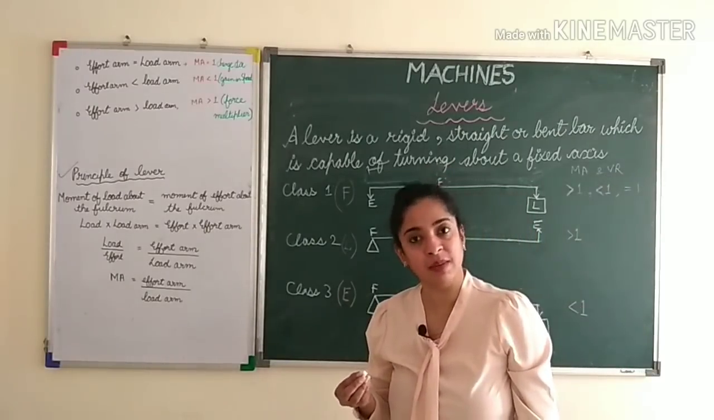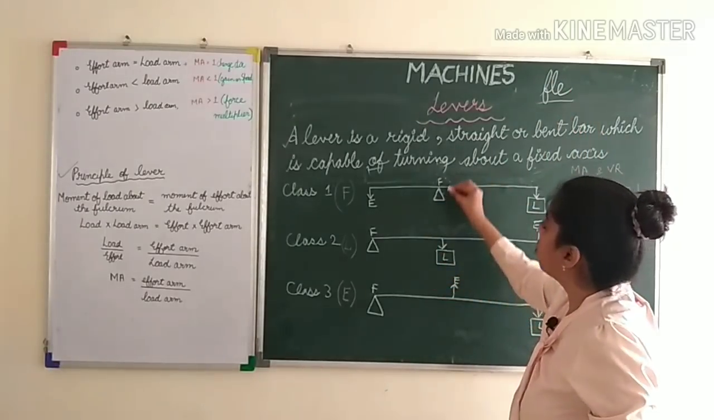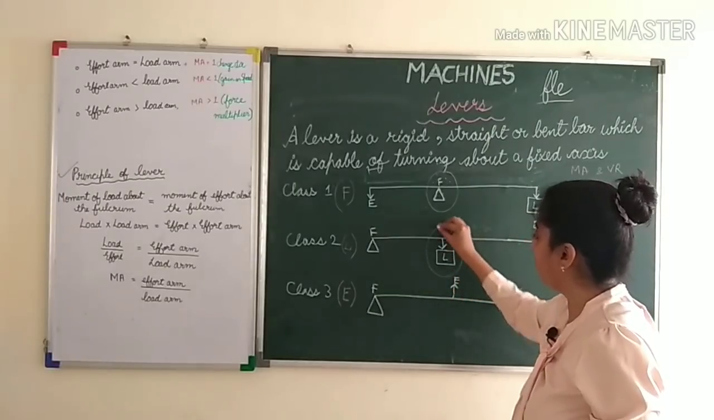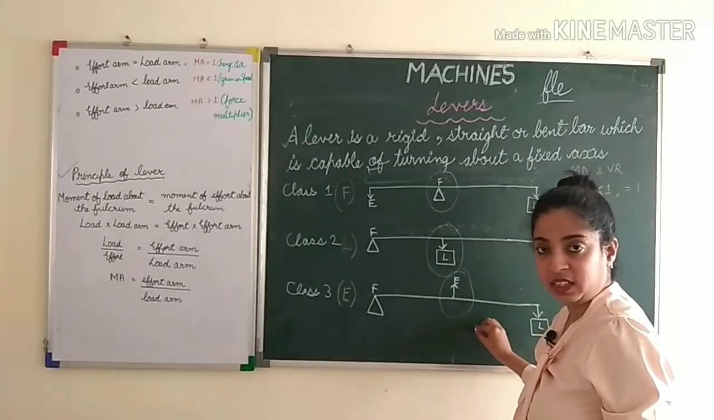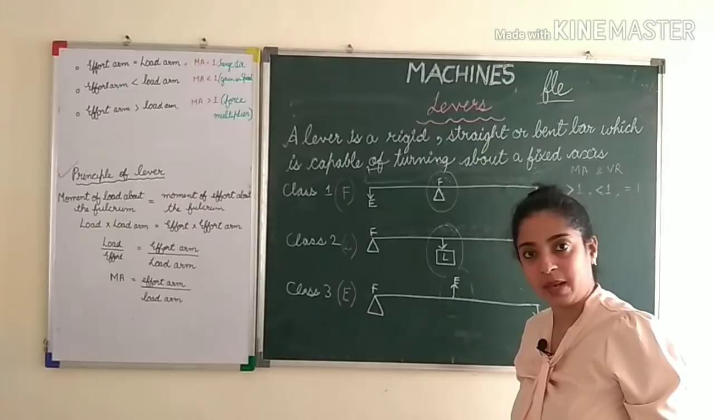Do you know about flea market? Okay, FLE, flea market. So here in class 1 F is in between, class 2 L is in between and class 3 E is in between. So, flea, FLE. This is how you will remember class 1, class 2 and class 3 types of lever.